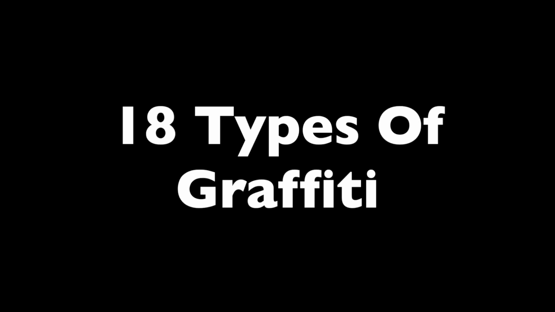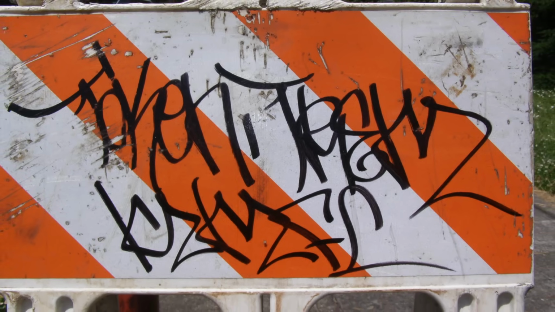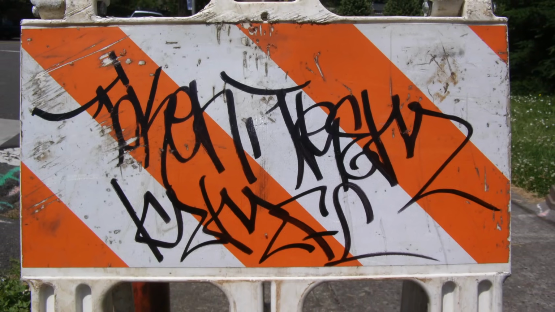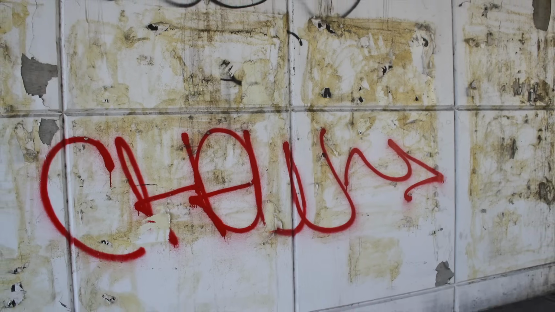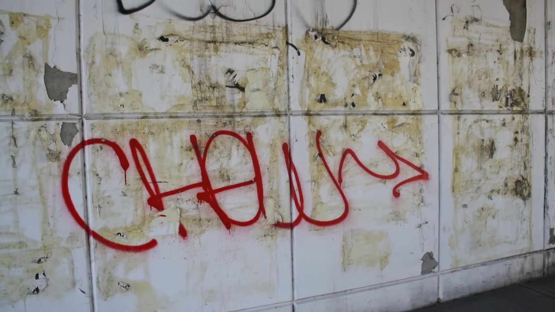Here's 18 types of graffiti you need to know. Number 1. Tags. Tags can be defined as a stylized signature of the graffiti writer's name, often done quickly on a public surface. Tags are the most common style of graffiti and often the starting point of new graffiti writers.